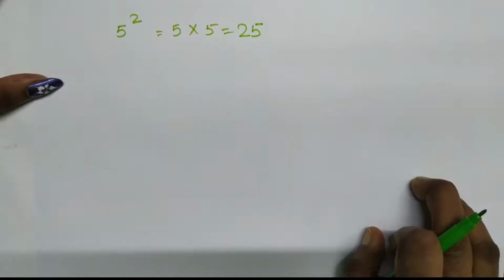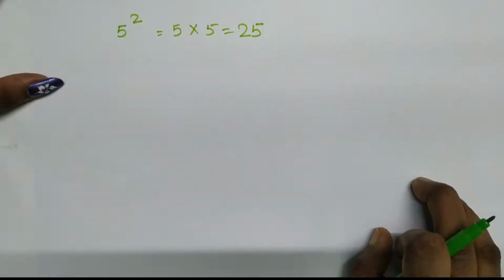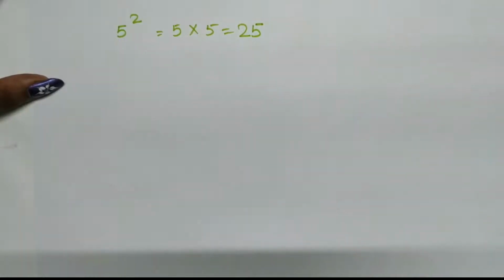The squares of natural numbers are generally the square numbers or perfect squares. But not all natural numbers are perfect squares. So how do we check whether a number is a perfect square or not?